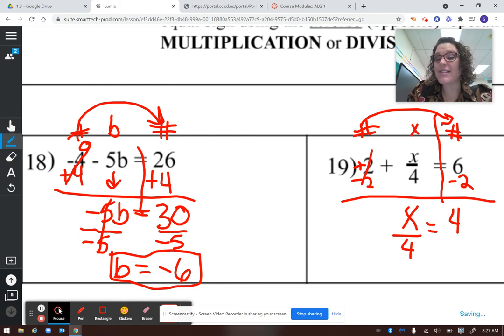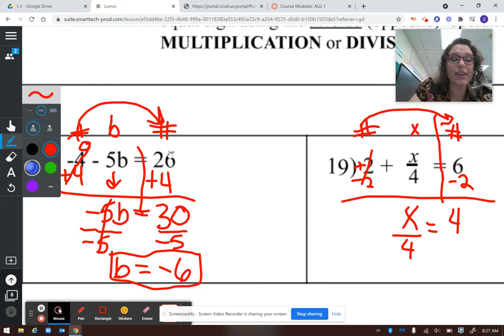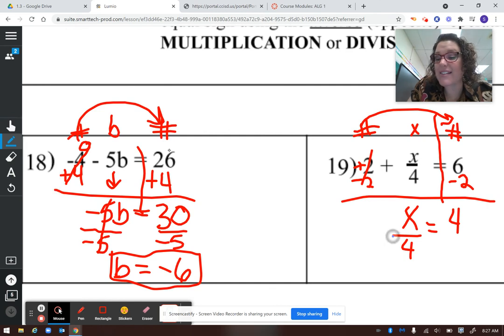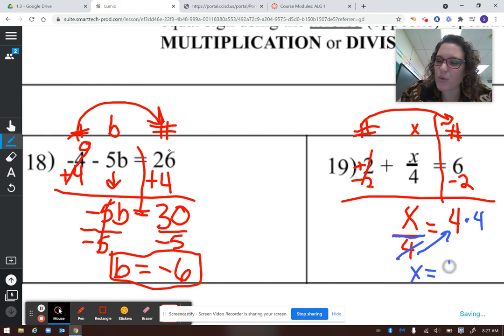Now, this really states that this is x divided by 4. The fraction is a divide. So the opposite of divide is multiply. And I think the easy way to do this is to cross multiply up. So when you multiply up, that gives you x is equal to 4 times 4, which is 16.